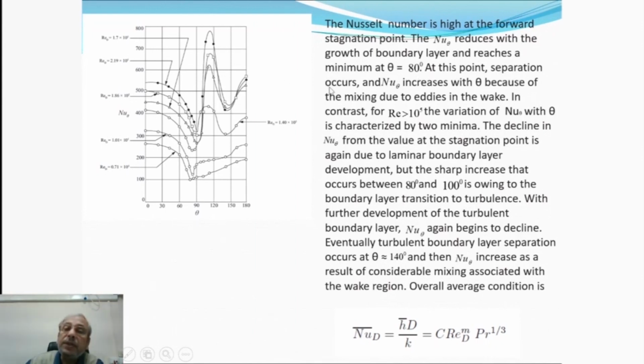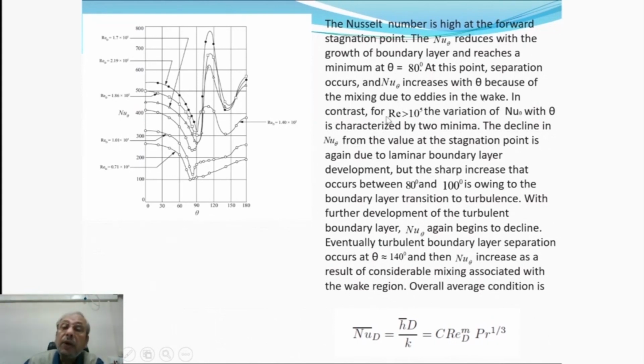At this point, separation occurs, as you can see, for subsequent Reynolds numbers. Here we can see that the Nusselt number decreases up to the stagnation point around 80 degrees, and then it again increases because of mixing due to eddies in the wake.